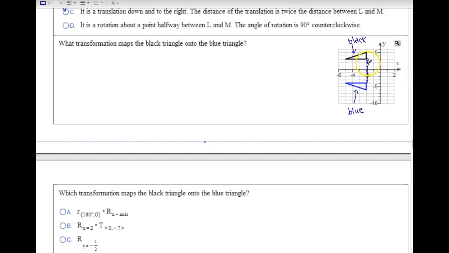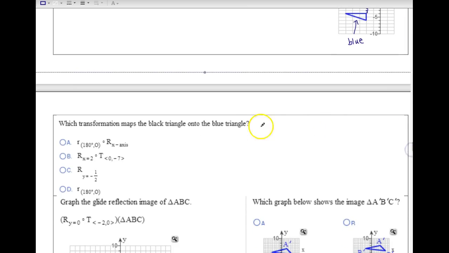So halfway in between 7 would be 3.5. If I count 3.5 spaces, I'm going to end up at, it's hard to tell, but this is y equals -1. Or sorry, not -1, -1/2. Okay, so this is the line of reflection. Let's go down here. Which transformation maps the black triangle onto the blue triangle? Now you remember, the little r means rotation, and the big R means reflection. This is reflected across the line y equals -1/2. Voila.